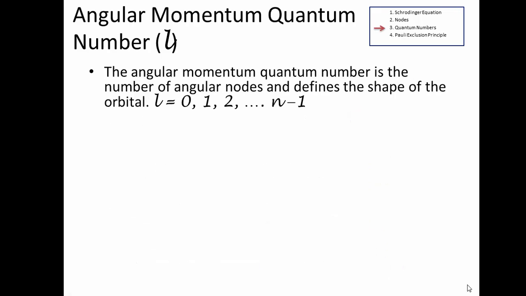Something that's also important to point out is the rules for the angular momentum quantum number. L can be any value from 0 up to n minus 1. So if n is 1, L has to be 0. If n is 2, L can be 0 or 1.